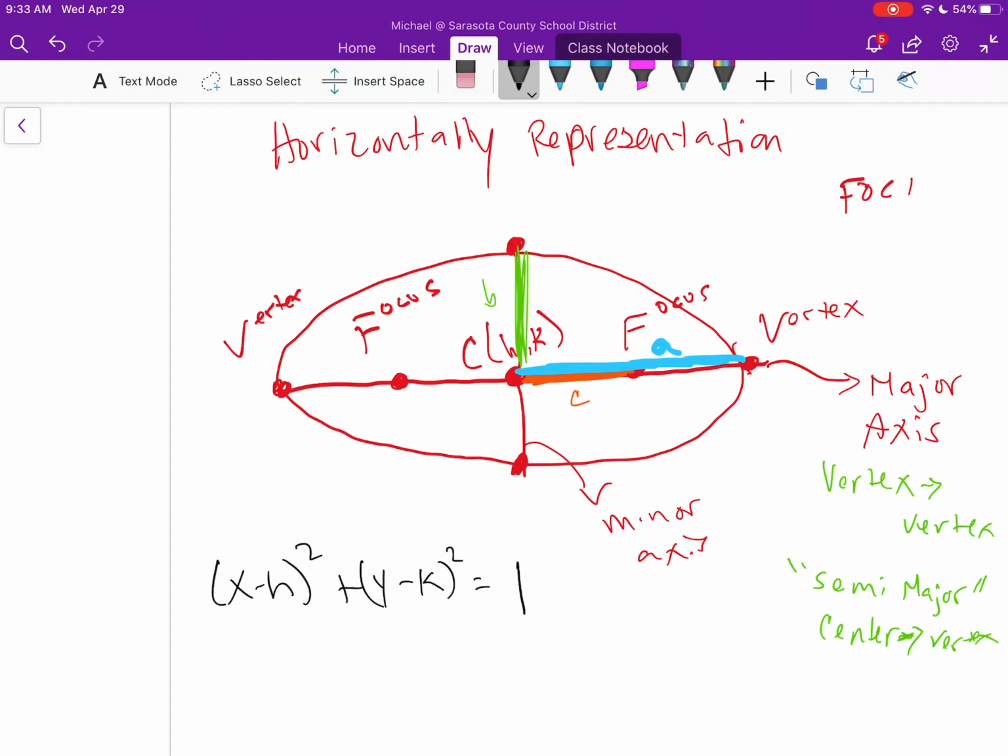The distance from the center to the vertex, lowercase a, is going to be squared underneath the horizontal component, or the x component of it, because it's horizontally represented here. And then underneath the vertical, or the y component, is going to be the semi-minor length squared, b squared. And so this is the horizontal representation.